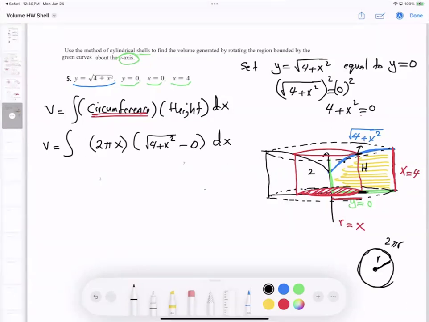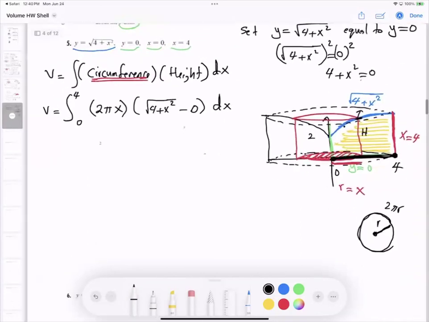We are going back to calculus. To calculate this integral, what is the lower bound? What is the upper bound? My x is changing between 0 and this vertical line 4. So x is bounded between 0 and 4. Perfect. This is our integral. Now we just need to do the computation. So the volume is equal to the definite integral from 0 to 4 of 2 pi x times the square root of 4 plus x squared dx.